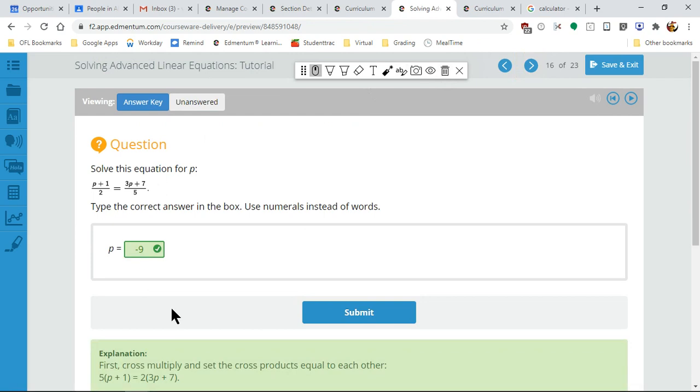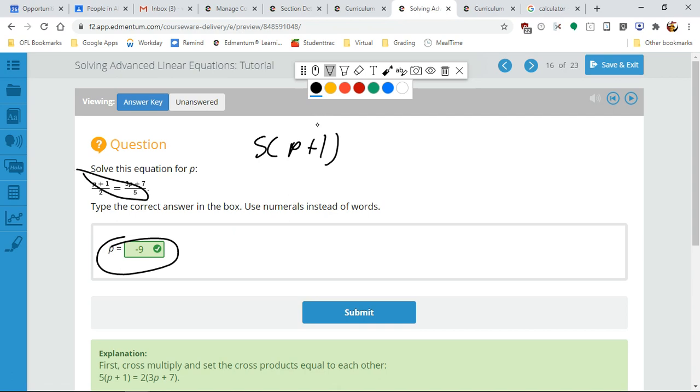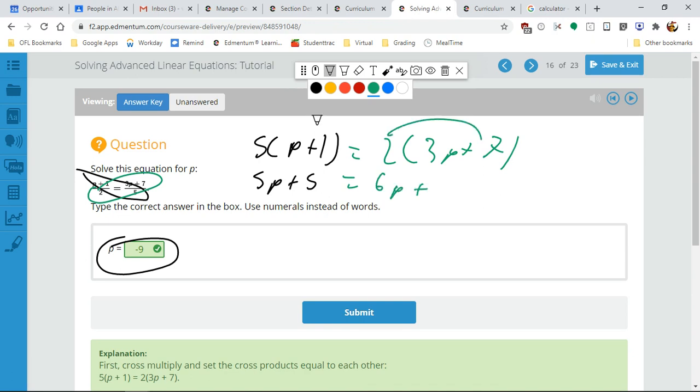All right, here. I hate how Edmentum, since I'm a teacher, gives me the answer right away. But just to sum this up really fast, we know the answer is -9. But we're going to distribute this. So we get 5 times that, because we're cross multiplying. Cross multiply, we get this equals 2 times (3p plus 7). Distribute, we get 5p plus 5. Distribute on this side, we get 6p plus 14.